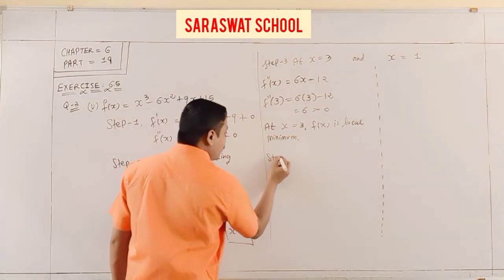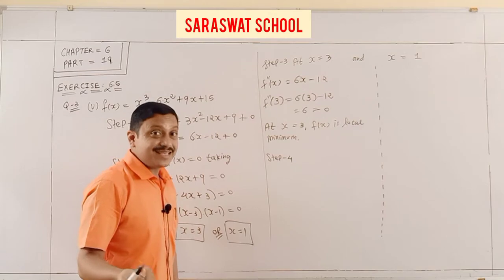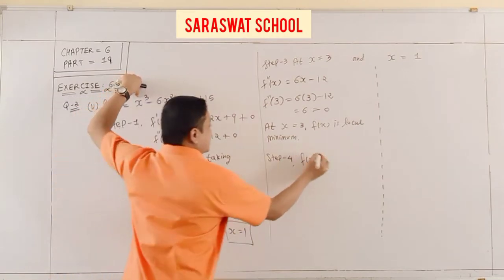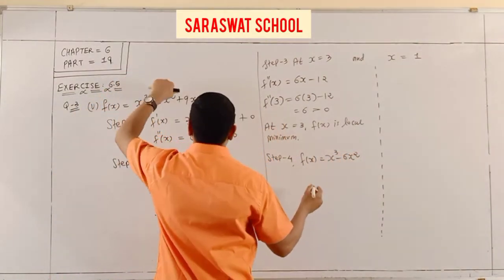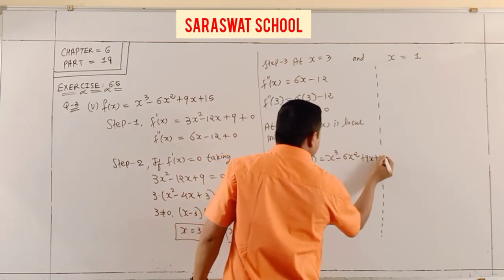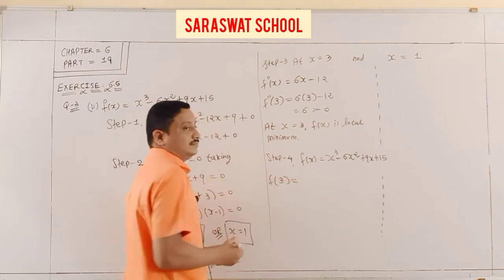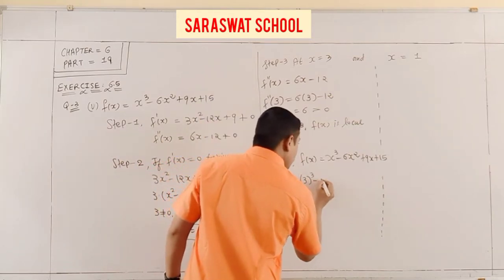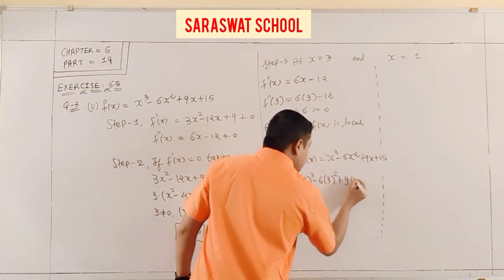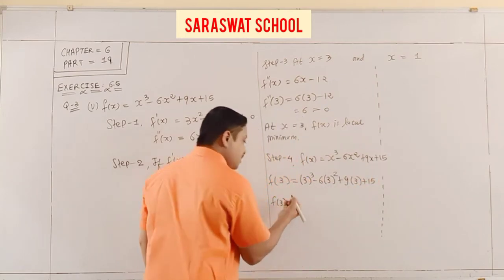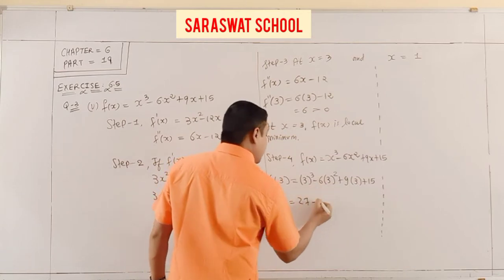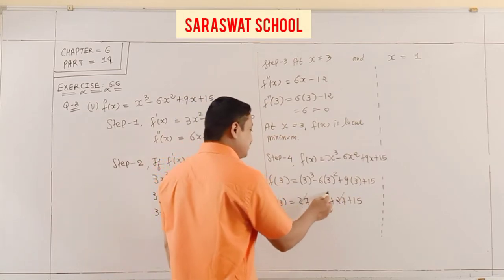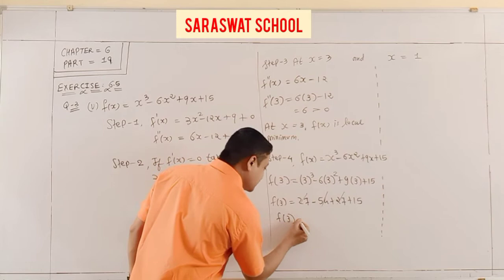And the last step, step 4, is very easy. Go to the original f(x) = x cube minus 6x square plus 9x plus 15, and here, students, apply x is equal to 3 to get the answer. So 3 cube minus 6 times 3 square plus 9 times 3 plus 15. 3 cube is 27, 9 times 3 is 27, 6 times 9 is 54. 27 plus 27 is 54, 54 minus 54 cancels, so my answer is 15.